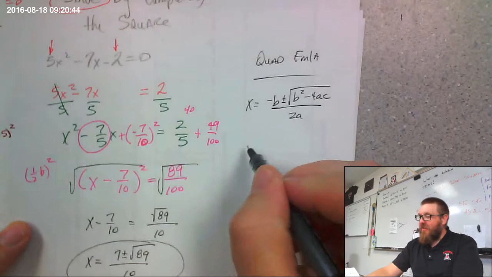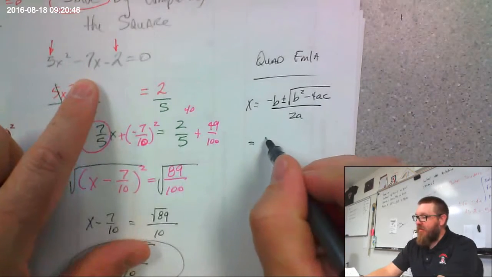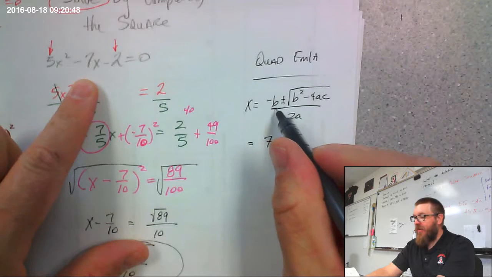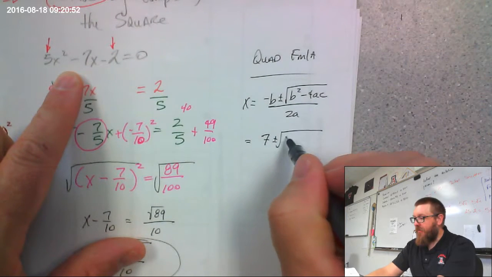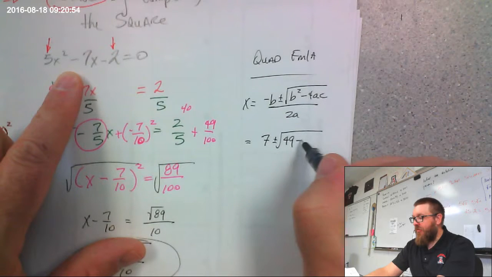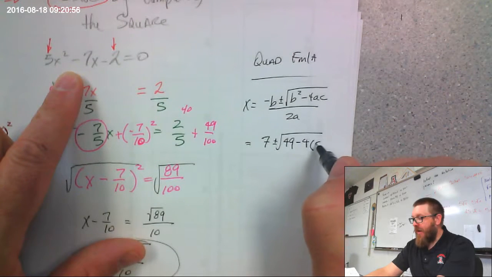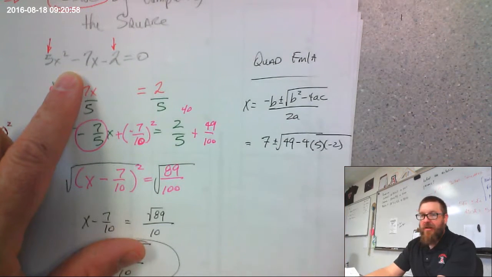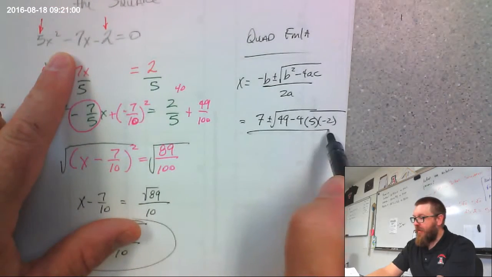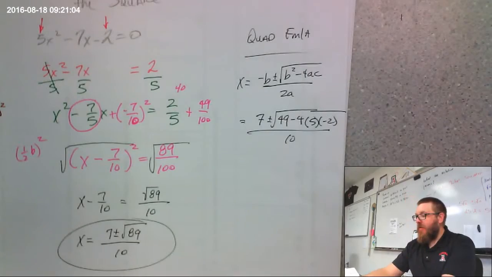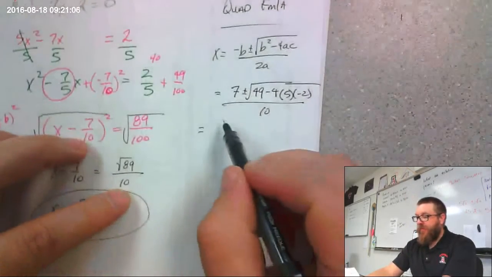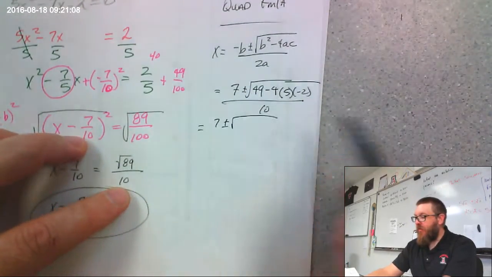Okay. So, b is negative 7. So, the opposite of negative 7 is 7, right? Plus or minus the square root of b squared, which is 49, minus 4 times 5 times negative 2. All of that divided by 10. 2 times a, 2 times 5. All right, so 7 plus or minus.